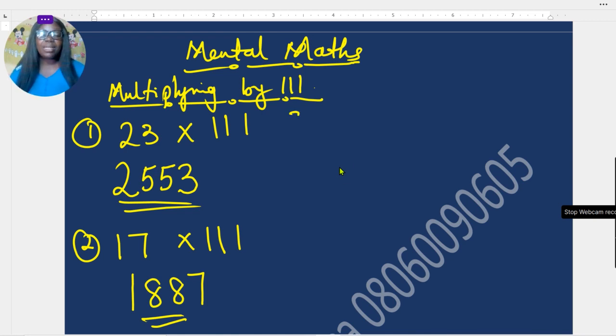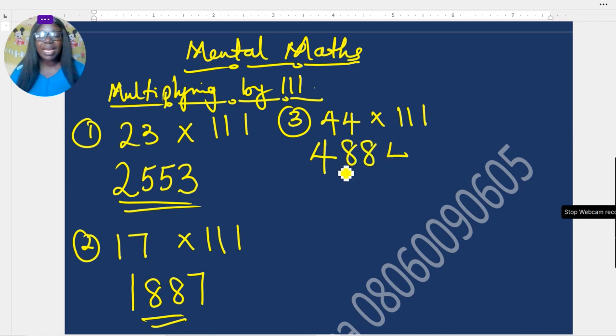Okay, so now look at the third example. 44 times 111. You should be able to tell me the answer to this as fast as possible. That's 4,884. Very simple. You can see that at this point, I don't have to use the long multiplication, because I already know the mental math trick to getting the answer.